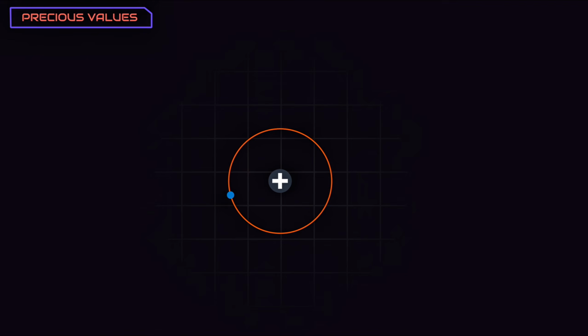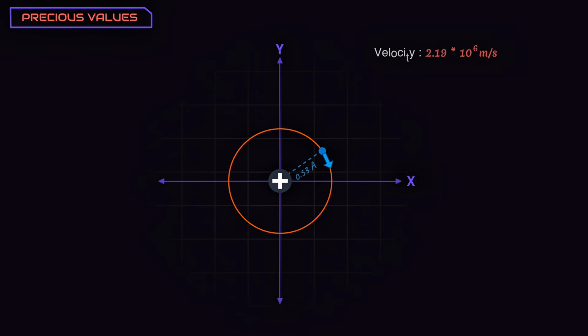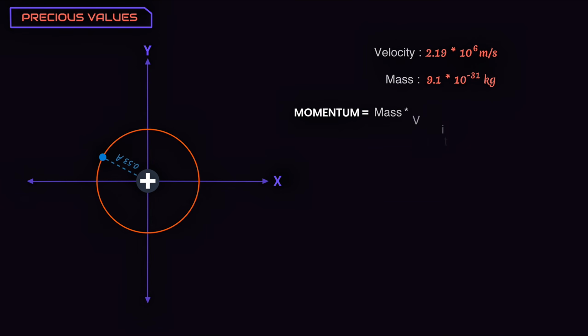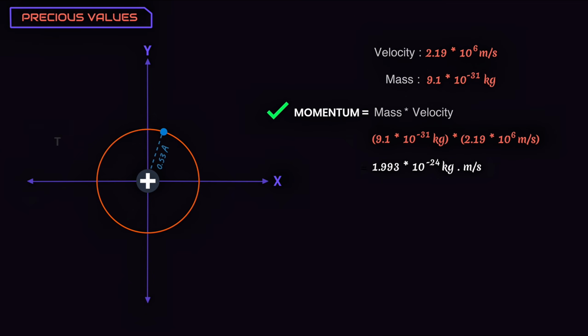In Bohr's model, the electron orbits the nucleus at the first energy level at a distance of 0.53 angstroms and moves at a velocity of 2.19 × 10^6 meters per second. With the mass of the electron being 9.1 × 10^-31 kilograms, we can calculate its momentum. Momentum is mass multiplied by velocity. Thus, Bohr accurately calculated both the momentum and position of an electron, meaning both properties were known simultaneously.